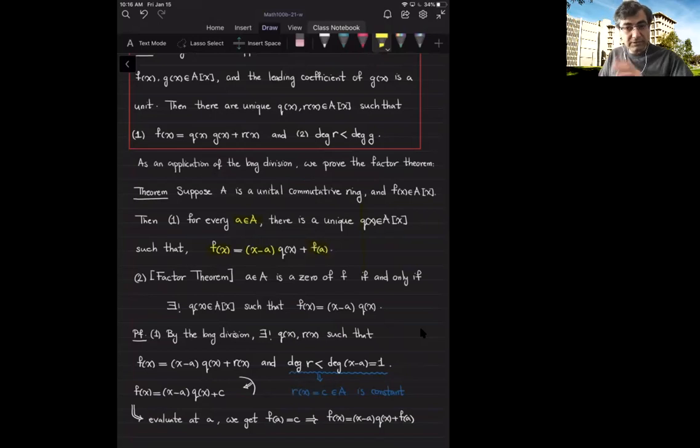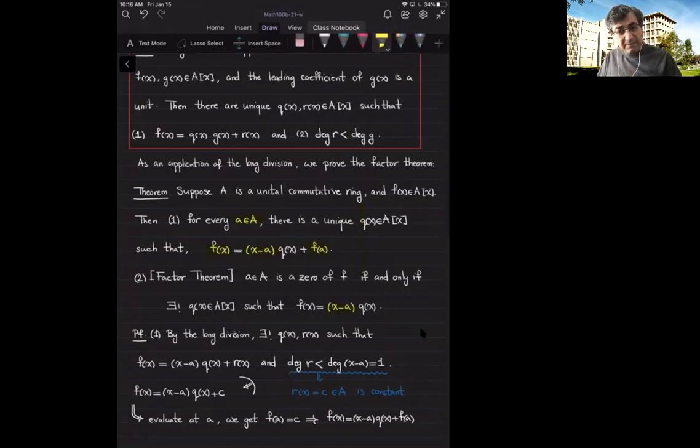Okay, so first we prove this, and then as an immediate corollary, we deduce that if f of a is 0, then this term f of a disappears, and we deduce that f of x is indeed x minus a times some other polynomial. So it has a factor of x minus a in itself. That's why we call it the factor theorem.